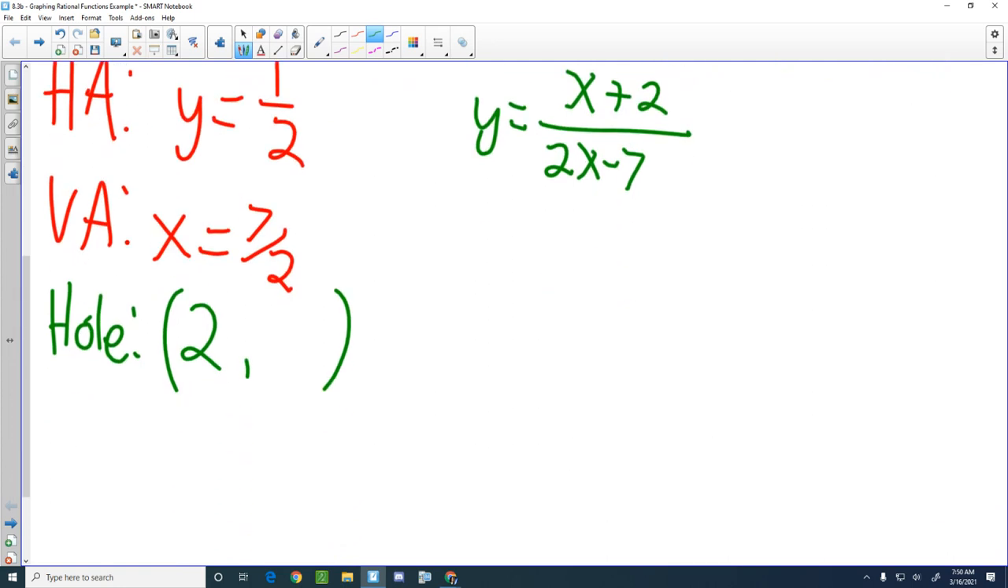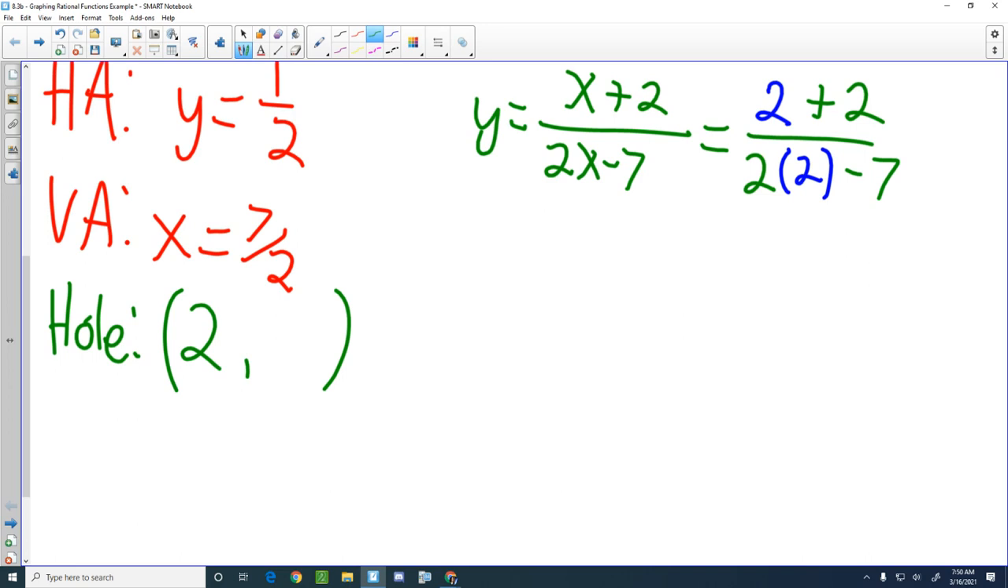So I know the hole occurs when x equals 2, so I'm going to plug 2 into this equation. 2 plus 2 divided by 2 times x. But again, I'm plugging in a 2 for x. All right, so I took that x value for the hole, from whatever had canceled out, and I'm plugging it back into my simplified function to get my y value.